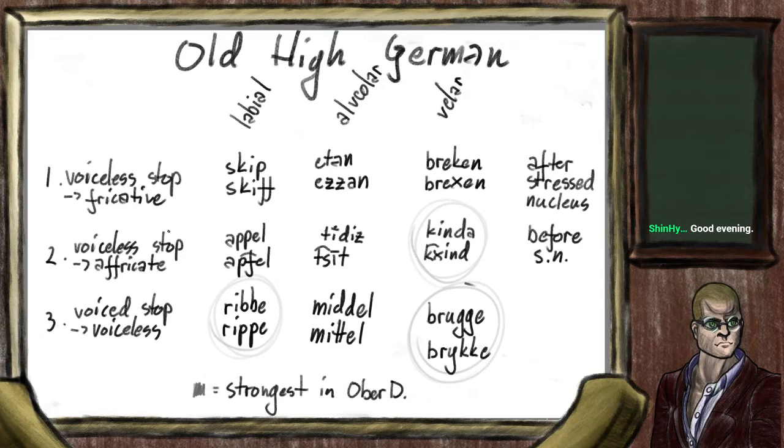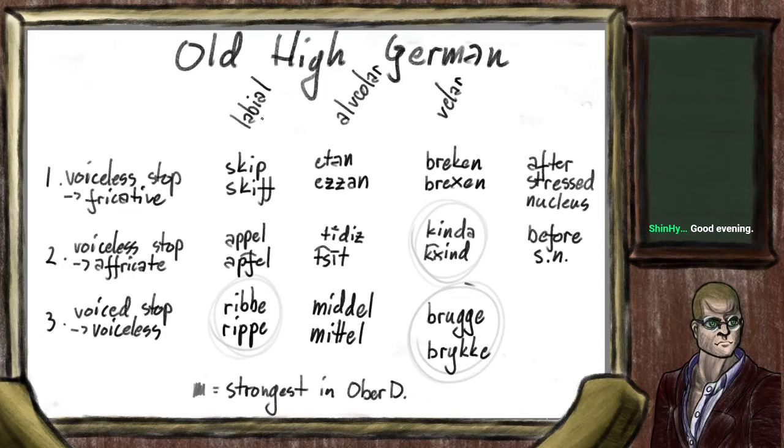These processes are numbered roughly in their order. So number 1 happened first, then number 2, then number 3. Out of these, the first, where voiceless stops become fricatives in the same area of the mouth, is something that happened in all High German languages. So this contains both Central German and Upper German.